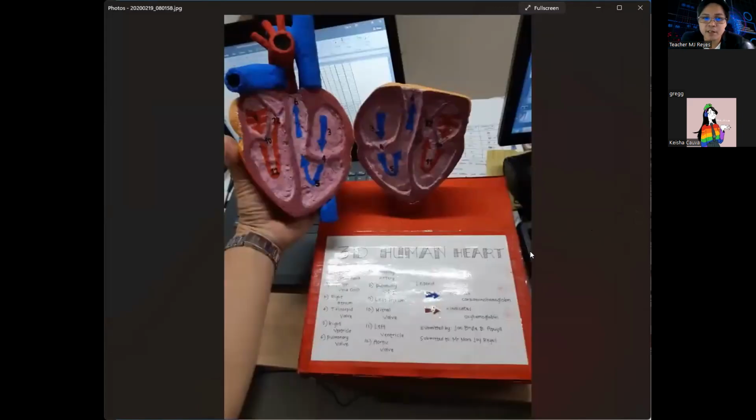So if you're gonna open this heart, you can actually see the blood flow, and the direction where the blood actually flows with the labels. The labels also indicate what? The parts of the inner heart, which explains the concept. So this is one example of a learning resource material. This is under the 3D, the three-dimensional learning resource material. So it actually explains the concept of circulatory system.